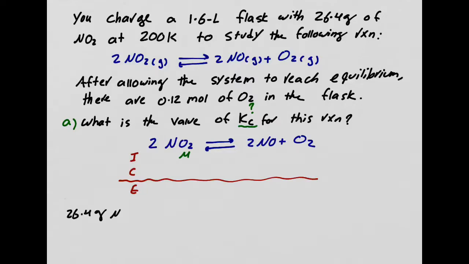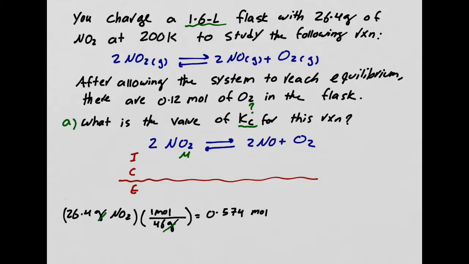What they give you is 26.4 grams of NO2. I can convert that to moles using molecular weight, and I know how to do that. 1 mole of NO2 is 46 grams. So if I do this, grams get cancelled out, and I get 0.574 moles of NO2.